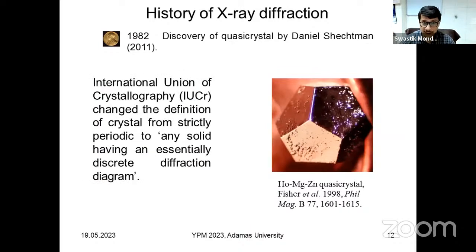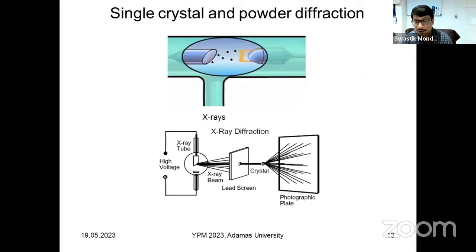Okay, so IUCr, the governing body of crystallography of the world, has actually changed the definition of crystal from this diffraction pattern, from strictly periodic, now any solid having an essentially discrete diffraction diagram can be called a crystal. And Daniel Shechtman was also given the Nobel Prize. The discovery was in 1982, but he got the Nobel Prize in 2011. So this is what I will cover in history. There are many more things that I did not show, but for that, probably I will need a lot of time.